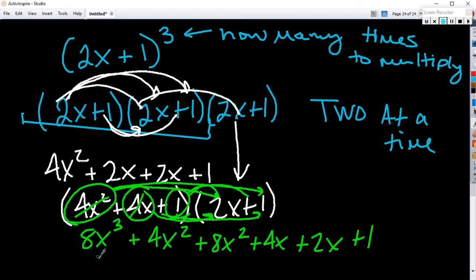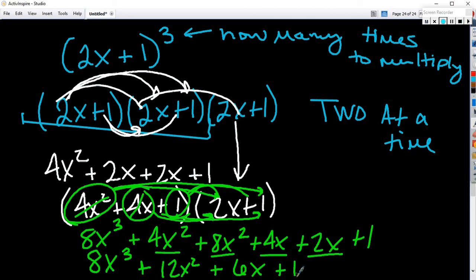Like terms. I only have 1 cube. What's 4x squared and 8x squared? 12x squared. And then 4x and 2x. And then 1. Easy enough? Good. All right.